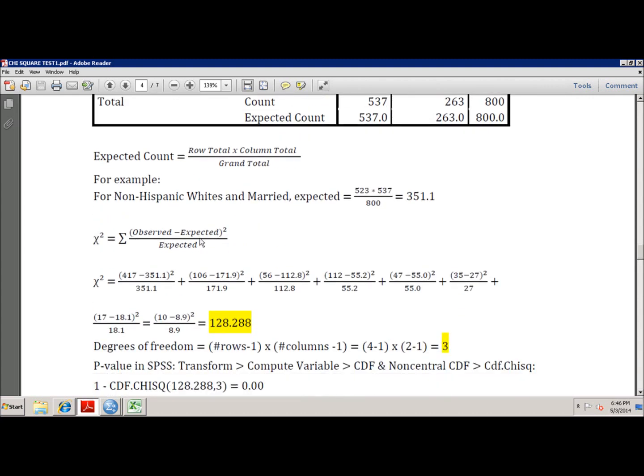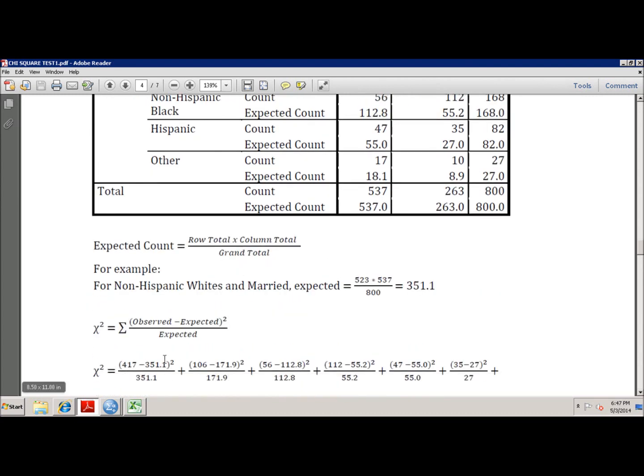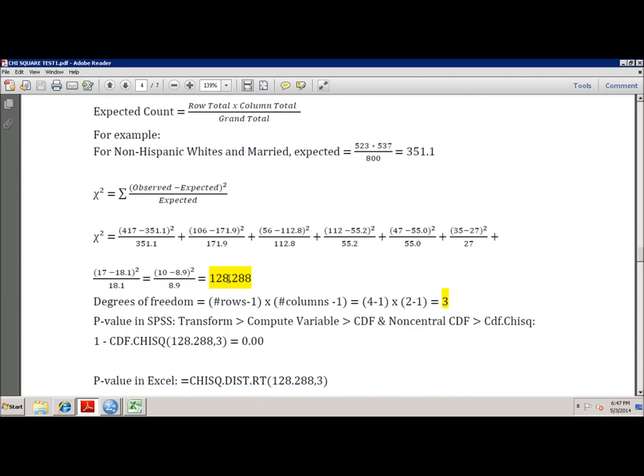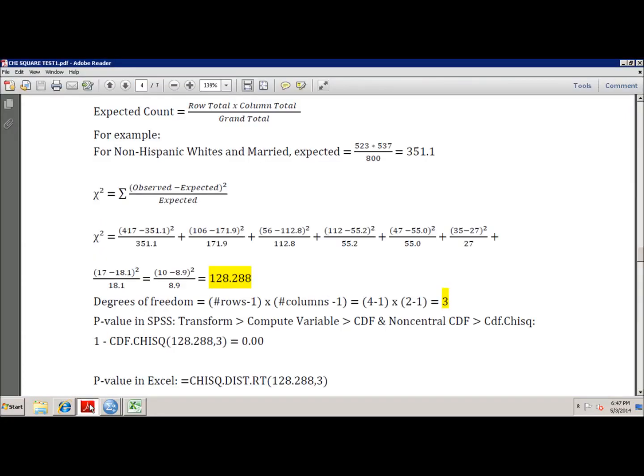And this is the formula that you would use by hand to calculate that. For each cell, you would take the observed minus the expected, square that value, and divide by expected. So we see here that each cell's values are entered for you into this formula, and what we end up with is a chi-squared test statistic, 128.288. Let's go back to our SPSS output and confirm that that's the value that was obtained. We see here 128.388, so there's some rounding error that occurred, but we have the same result.